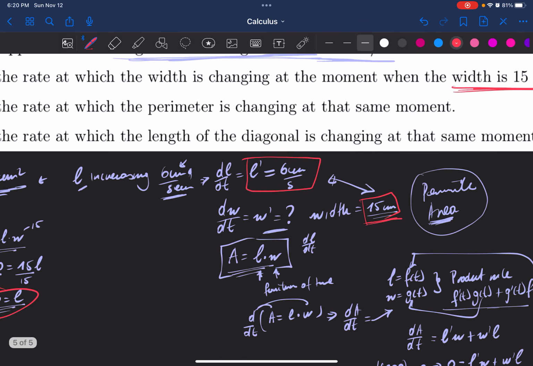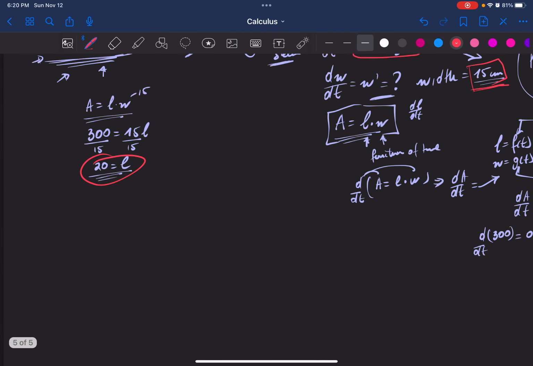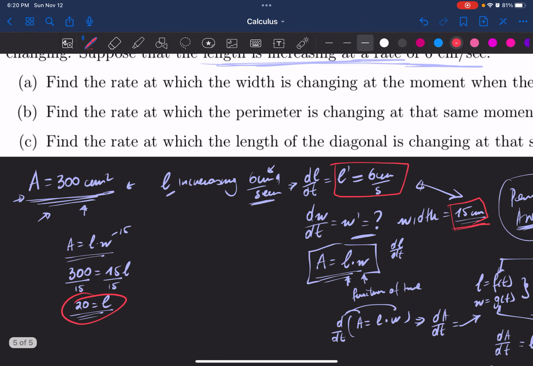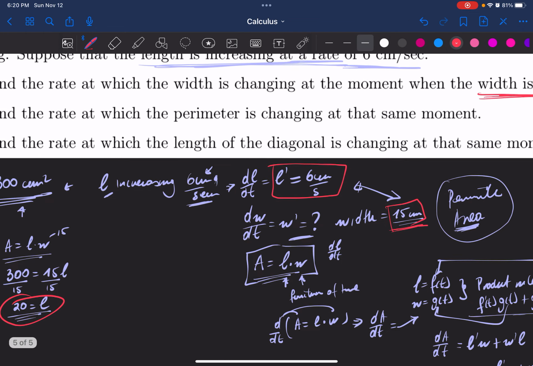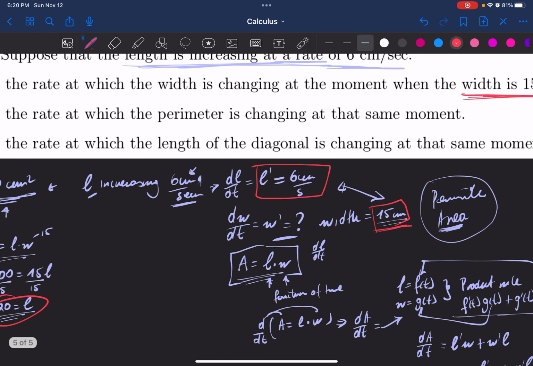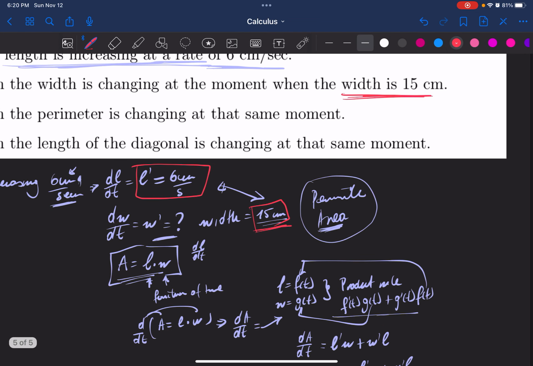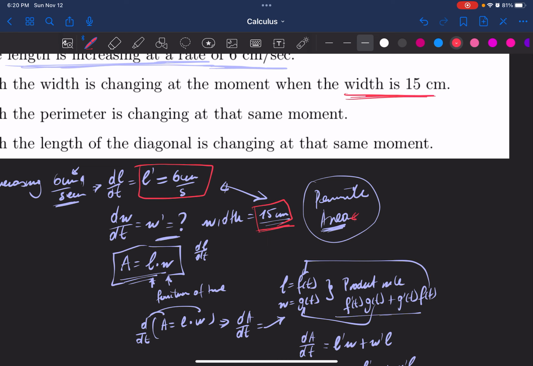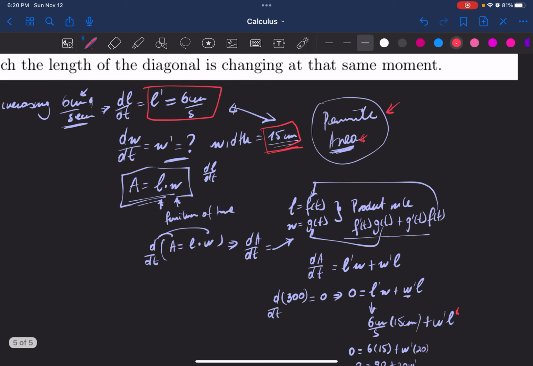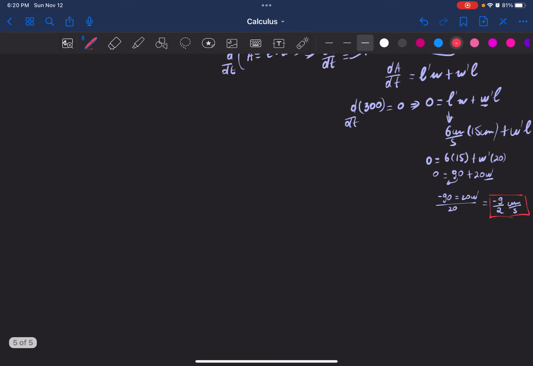Okay, that was the first one. So now we want to find B. What does B tell us? B tells us to find the rate at which the perimeter is changing at the same moment. Wow. We had the area. Now we want to find the perimeter. So what is the formula to find the perimeter of a rectangle?